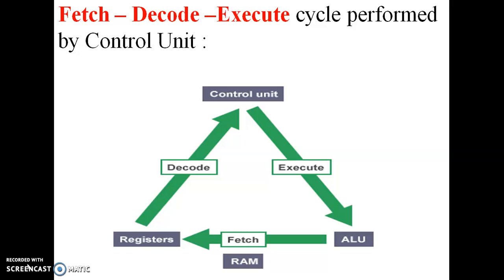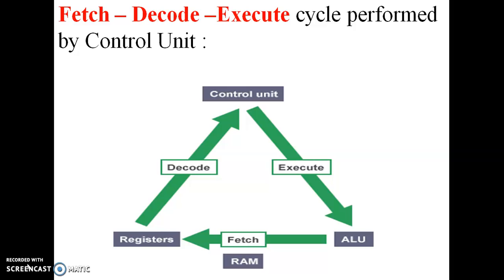As I have already told you, the process of bringing the program from the secondary storage device to the main memory in order to execute itself is called fetching. Now what do you mean by decoding? Decoding is the process of converting the high level language in which the programs are written to the lower level language, which is in the form of zeros and ones, so that the computer can understand it. And the execution is the execution of the program itself.